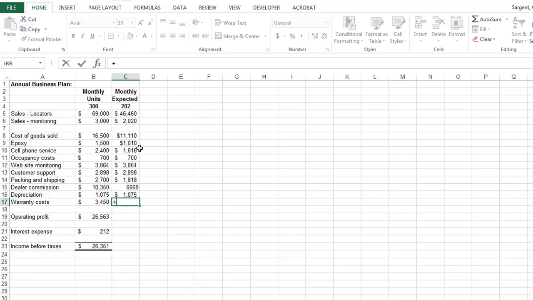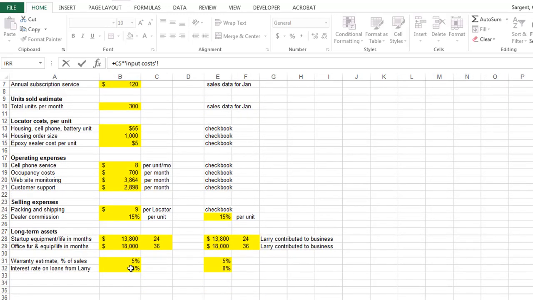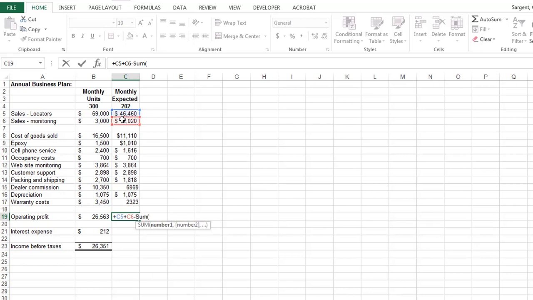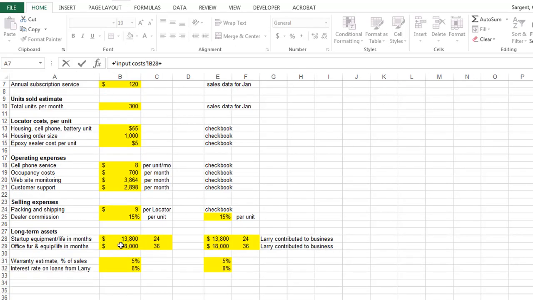Okay, and then warranty costs are based on the hardware, and it's a % of sales. All right, then operating profit would be the first two lines minus the sum of all of your expenses. And then interest will be based on the loaned assets.